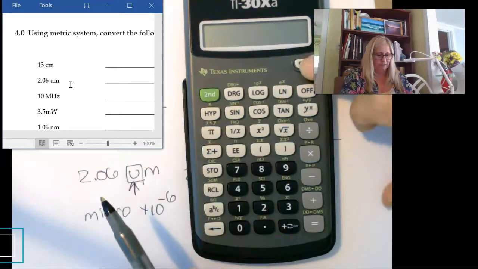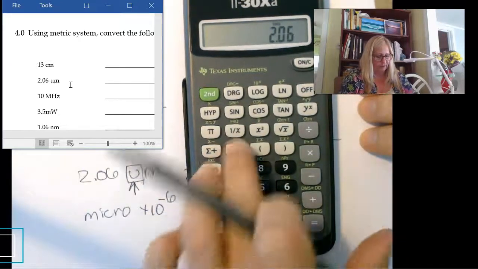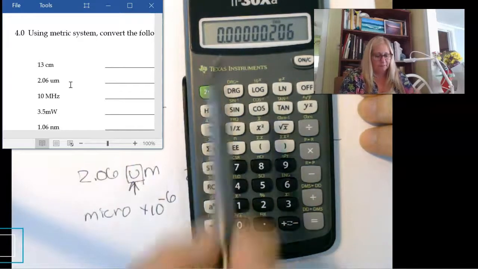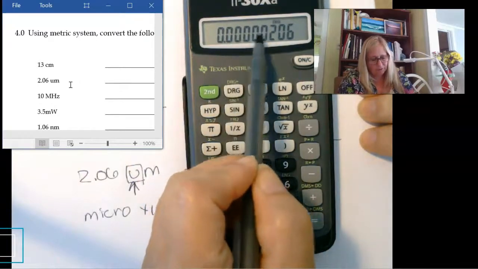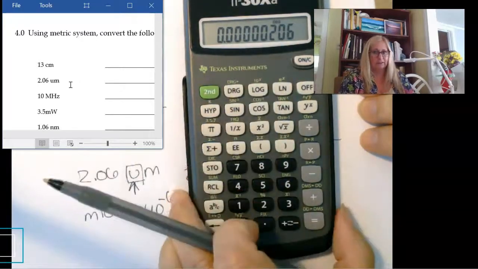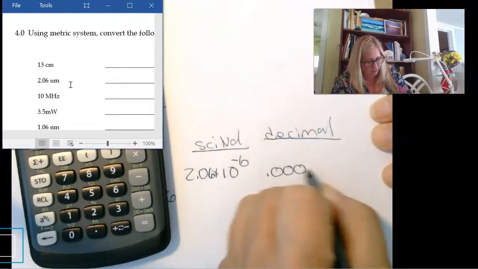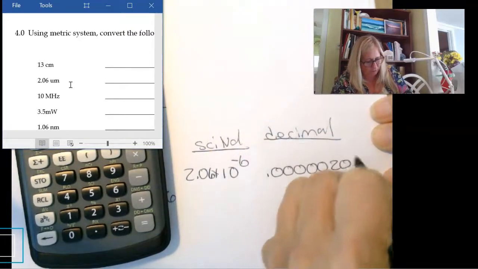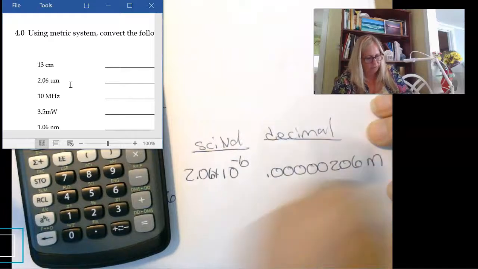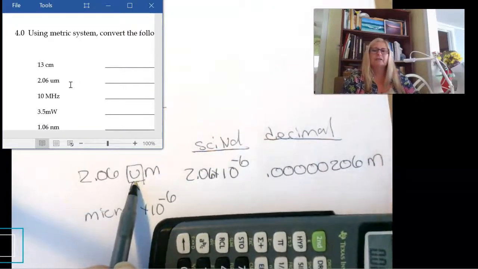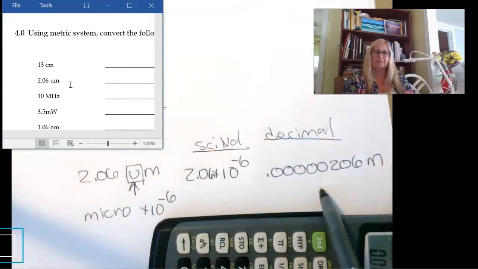So I'll do it again so we have it right. 2.06 EE -6 is 1, 2, 3, 4, 5 zeros and a 206. So to go to decimal, it's 1, 2, 3, 4, 5 zeros, 206. And then that's just meters. So I took away the micro. I converted 2.06 micrometers into decimal.